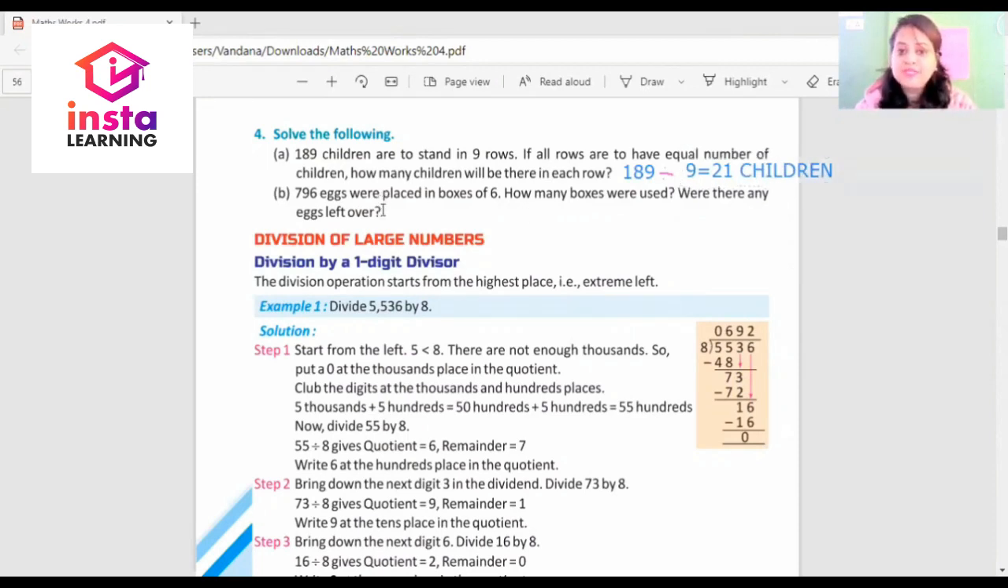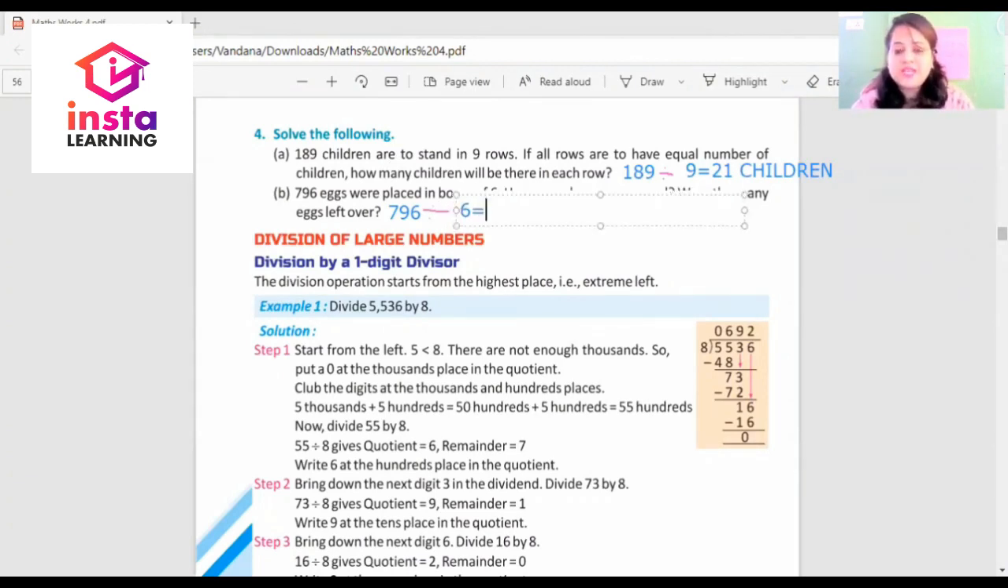796 eggs were placed in boxes of 6. How many boxes were used? Were there any eggs left over? So students, just remember you have to do the division here. 796 divided by 6. Put the sign of divide like this and write number 6 here and do the division.